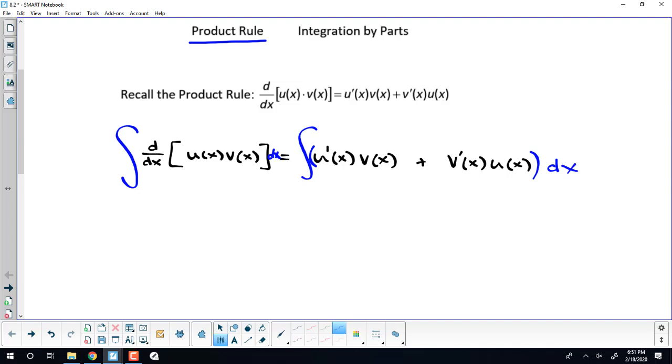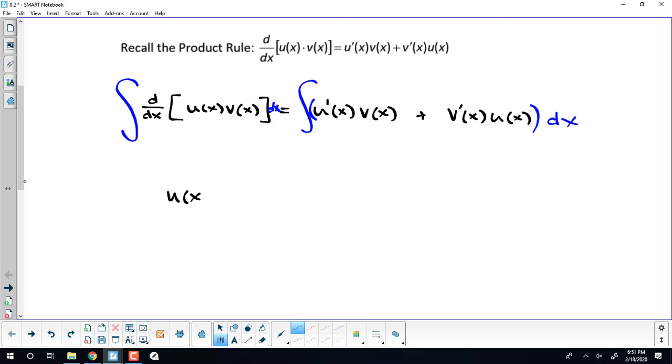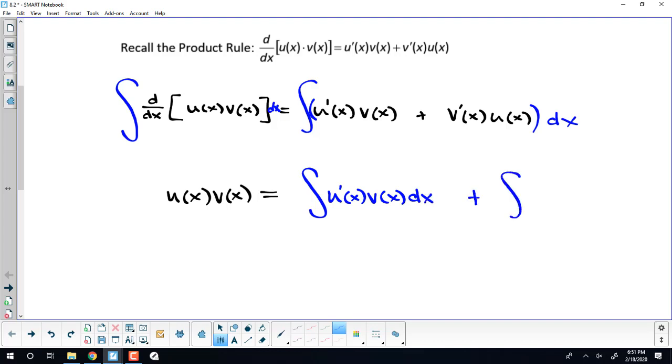Remember, if you know a derivative, you know an antiderivative. We're working this in reverse. On the left-hand side, the derivative and antiderivative undo each other, so we just have the expression u of x times v of x equals, and then we split up the integral: the integral of u prime times v dx plus the integral of v prime u dx.